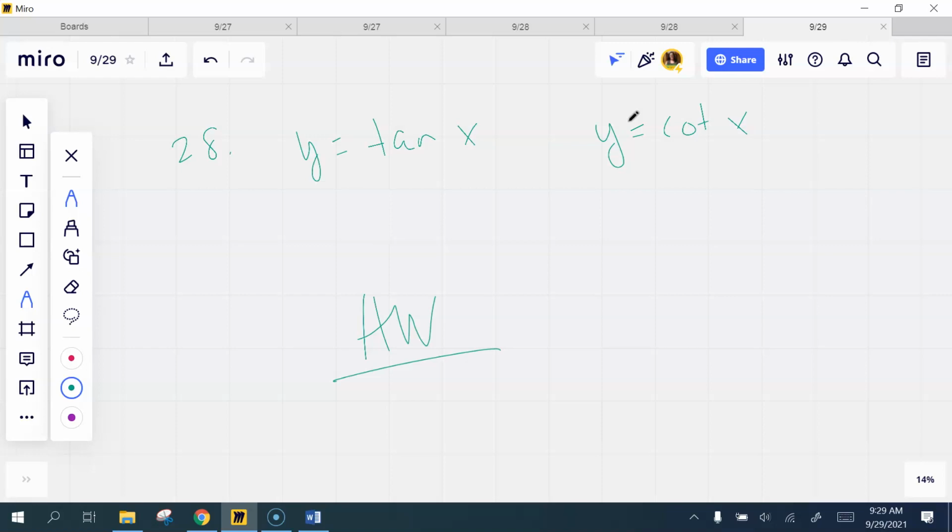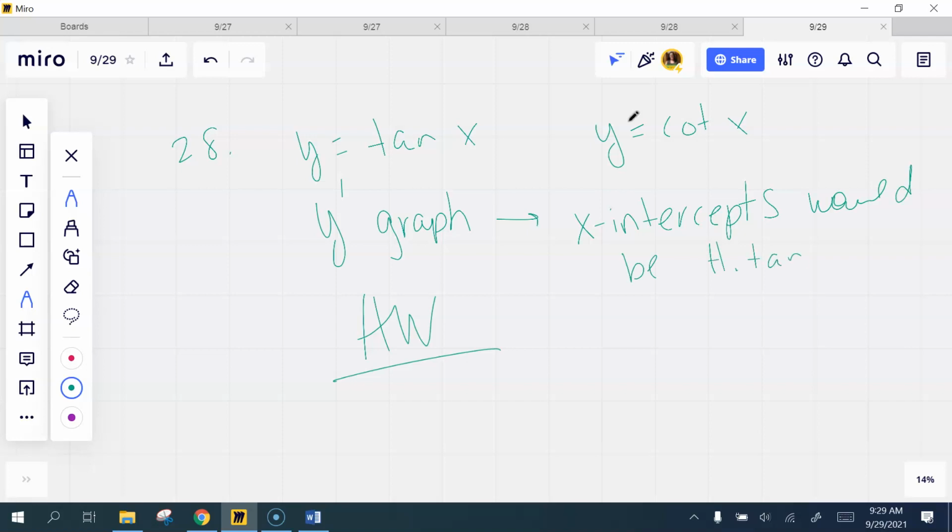So to show that, I would look at the graph of the derivative, because any x-intercepts, any zeros there, would be horizontal tangents. So if it doesn't have any zeros, it doesn't have any horizontal tangents. Does that make sense? Why would we graph the derivative though?